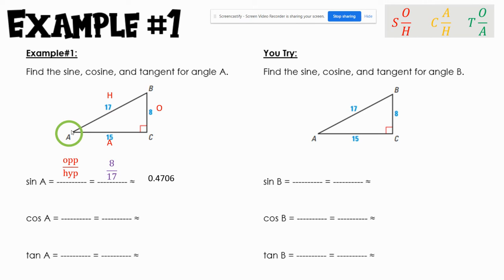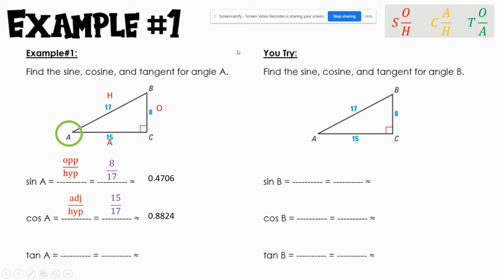But you'll be using your ratios, so you'll be leaving them as the fraction. Cosine of angle A. Cosine, by definition, is the adjacent over the hypotenuse. My adjacent side is 15, and my hypotenuse is 17. So when I set up my ratio, I'll have 15 over 17. And if I want what it was approximately, then I could type in 15 divided by 17, and that's how I get that fraction.